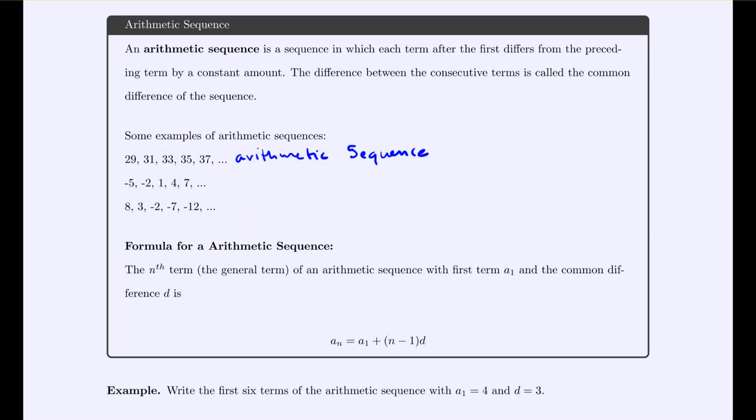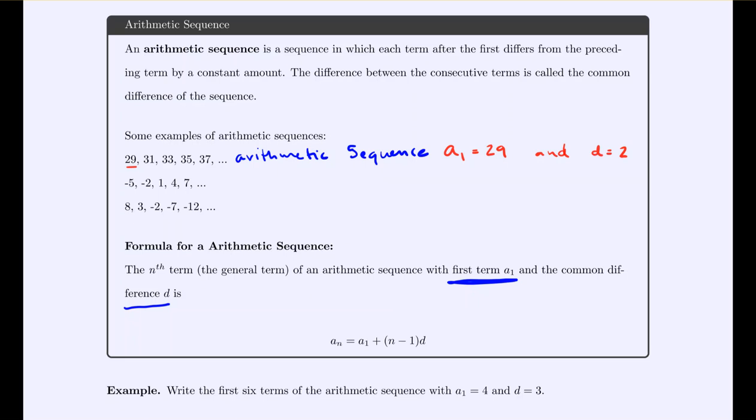And there are 2 key ideas that make up an arithmetic sequence. First is the first term, A1. So here this 1 is a subscript. Notice that it's of a smaller font and to the lower right corner, so we would read this as A sub 1 or the first term. And the common difference, this is how much they differ by. So for our first example, we would write that the first term is 29 and the common difference is 2 because each term is 2 apart.